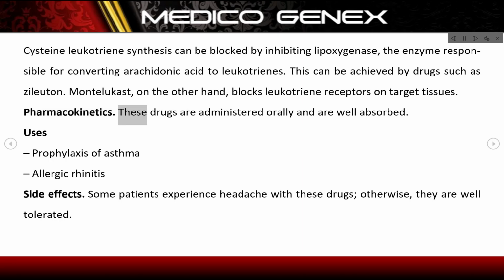Pharmacokinetics. These drugs are administered orally and are well absorbed. Uses: prophylaxis of asthma, allergic rhinitis. Side effects: some patients experience headache with these drugs, otherwise, they are well tolerated.